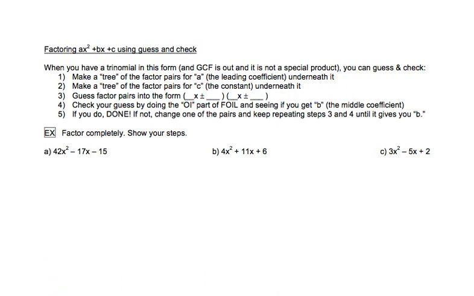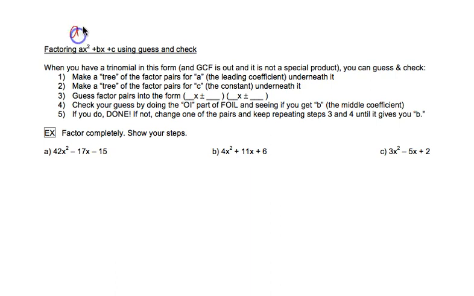So here we're going to continue to talk about factoring. Remember that factoring has kind of its own order of operations. So you should always have checked for GCF first, then for special products. It's not chart factorable in this video because we have this a in front of the x squared. The chart factoring is for when a is 1.